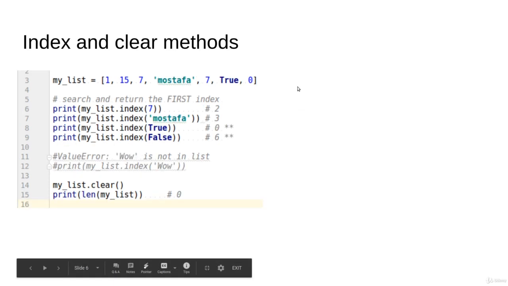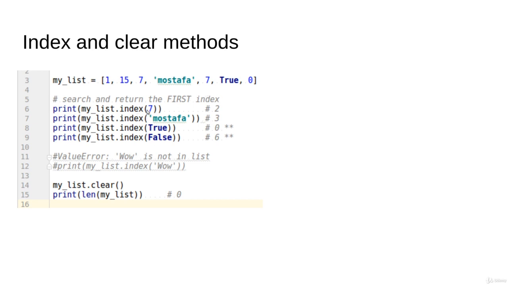There is also the index method. You give it a value, and it will return the first index of this value. For example, .index of 7 should return 2, which is here. Notice 7 exists twice, but this is the first index. If you ask it for the index of Mustafa, Mustafa would be at index 3.